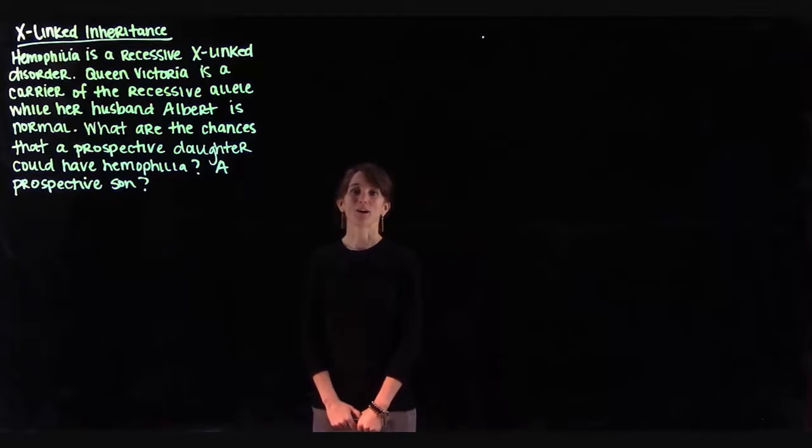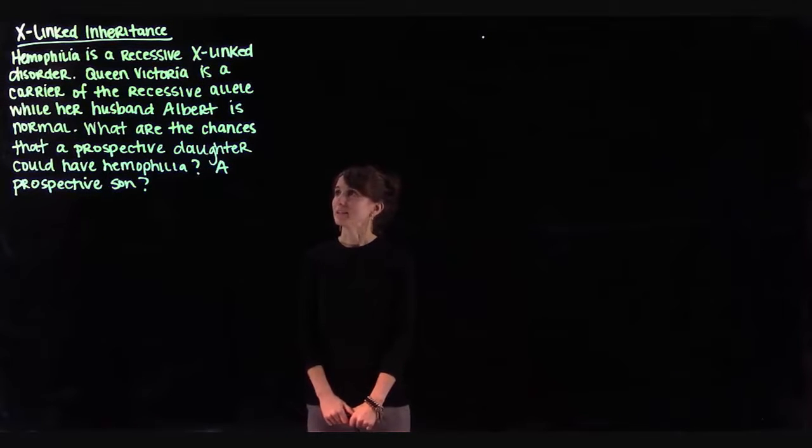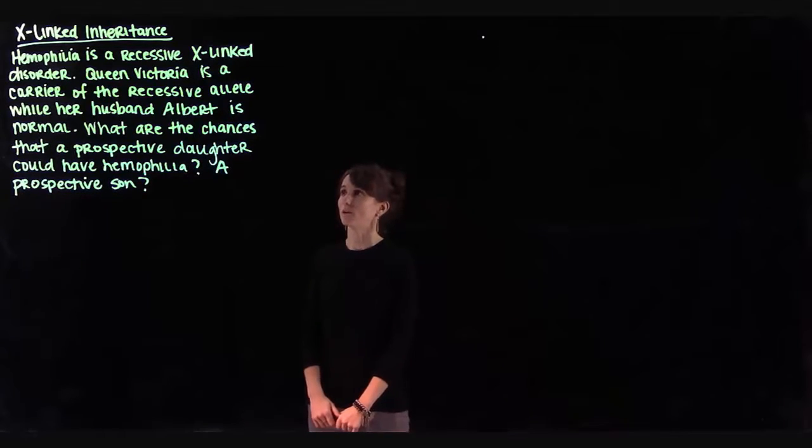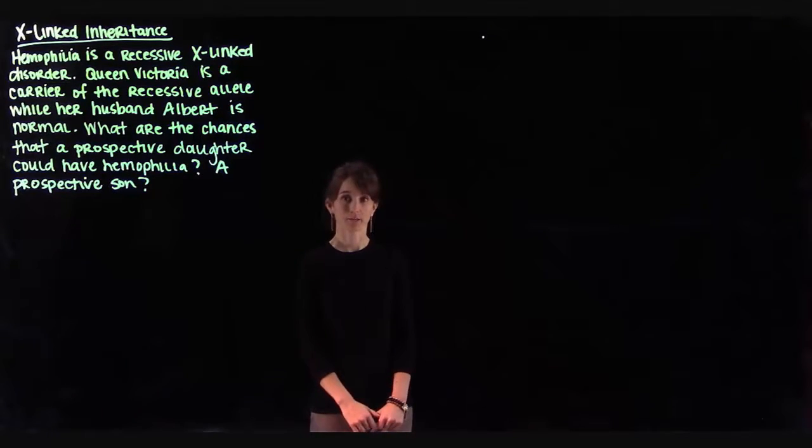Here is an example of a genetics problem with a disorder involving X-linked inheritance. Hemophilia is a recessive X-linked disorder. Queen Victoria is a carrier of the recessive allele, while her husband Albert is normal. What are the chances that a prospective daughter could have hemophilia? What are the chances that a prospective son could have hemophilia?